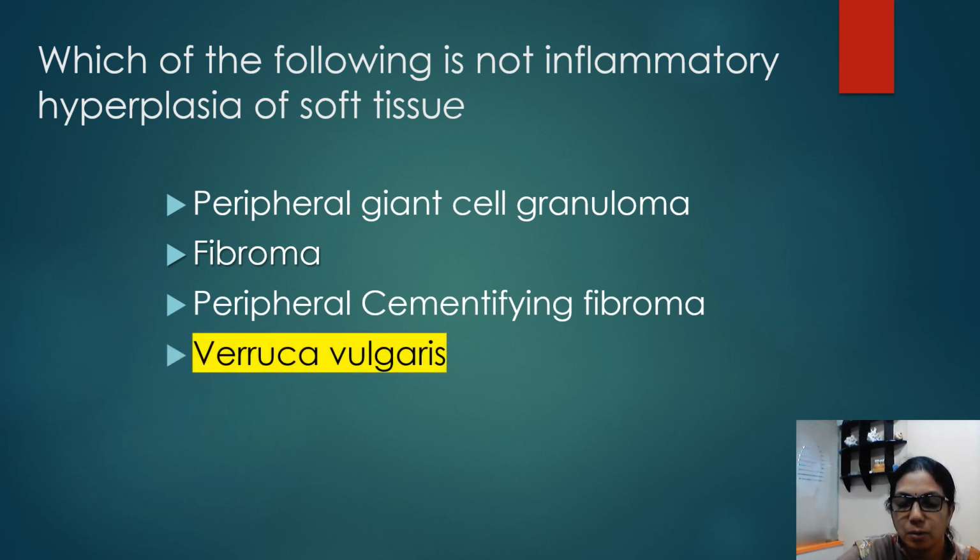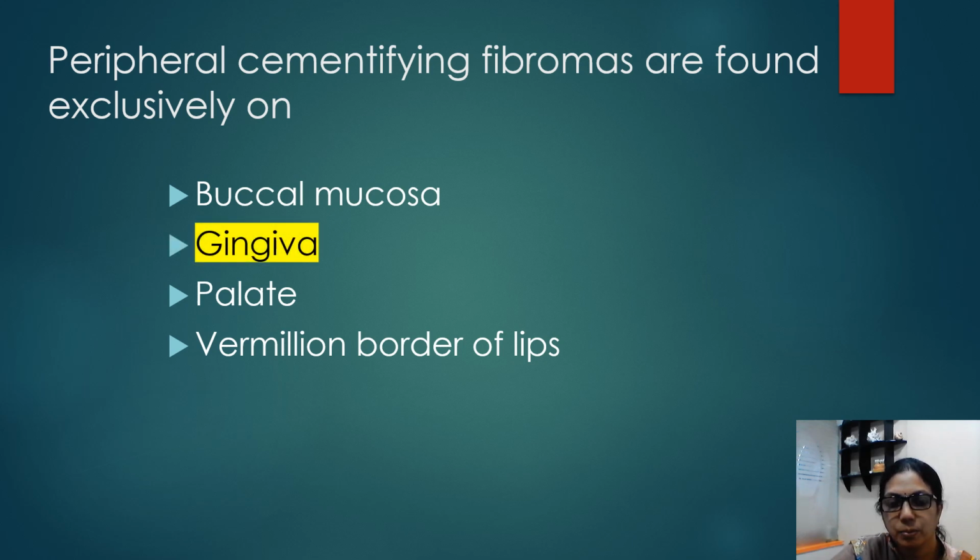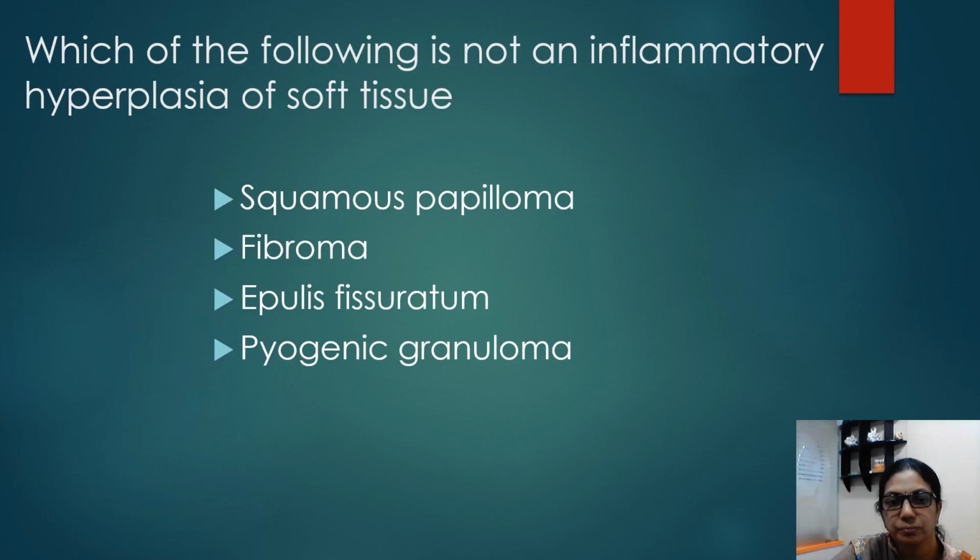Here the human papilloma virus is the cause for the appearance of verruca vulgaris, not just inflammation. The next question is: peripheral cementifying fibromas are found exclusively on. So peripheral means it is not central, not within the bone. Peripheral cementifying fibromas are most commonly, exclusively, found on the gingiva. So the most common site of occurrence of these fibromas is the gingiva.